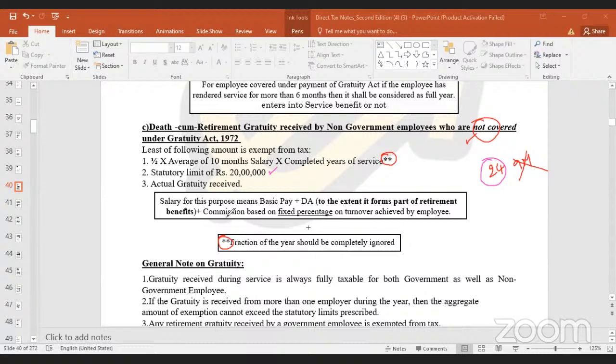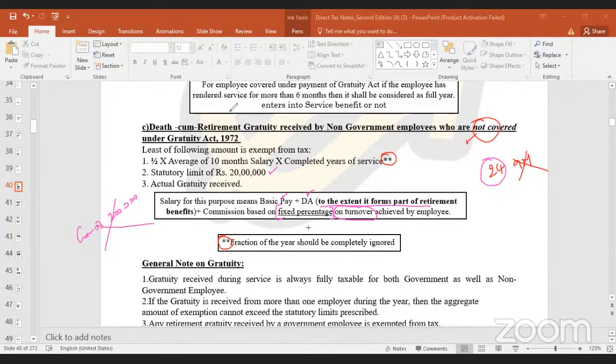What is the salary for this purpose? The salary for this purpose is basic pay and DA, to the extent it forms part of the retirement benefits, plus commission based on a fixed percentage on turnover. Please remember, it is commission based on the turnover. If they give you a commission figure of just 2 lakh, is it to be considered? No, you're not going to consider it.